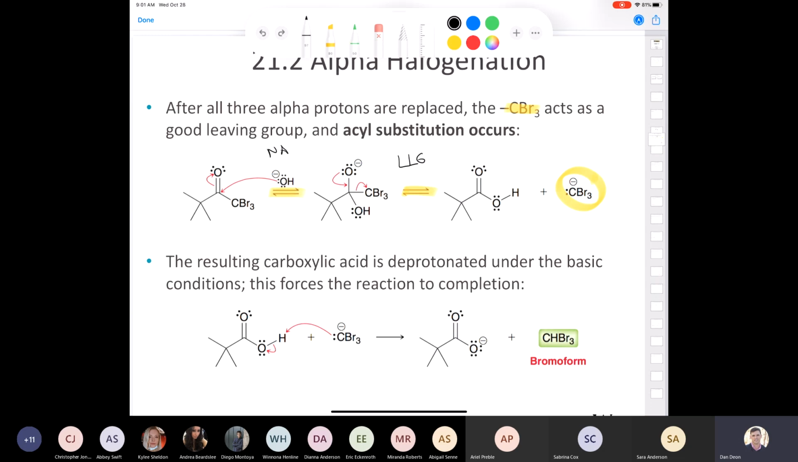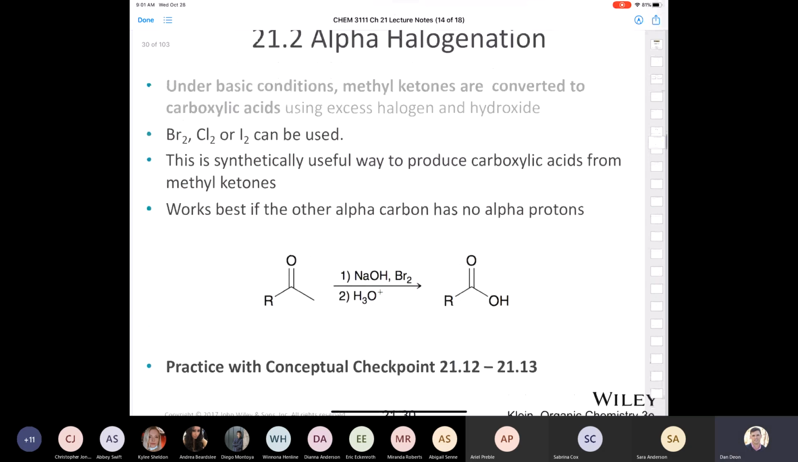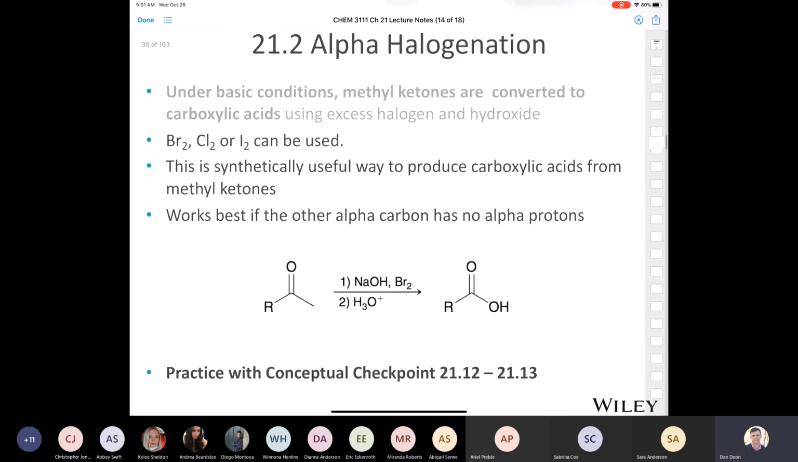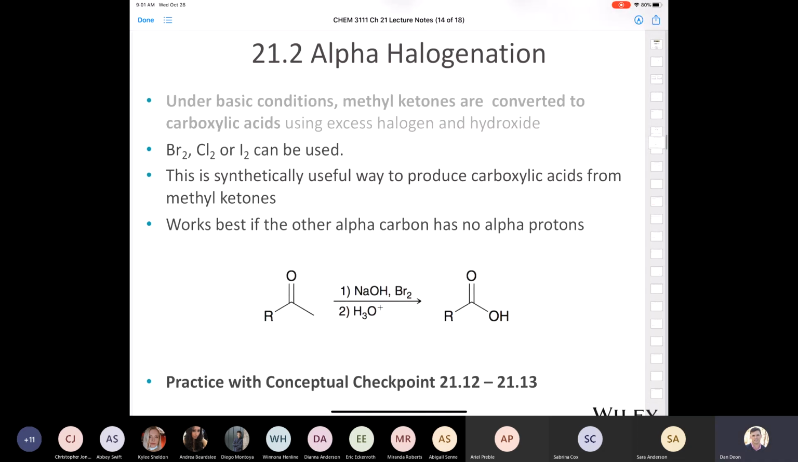and that is what forces the reaction to actually go to completion. And there is a name for this reaction, which I hope is on the next slide. Do I have it here? No? Okay. Well, there is a name for this reaction. It's called the haloform reaction. I'd have to go back to the book to see if it's mentioned in there.